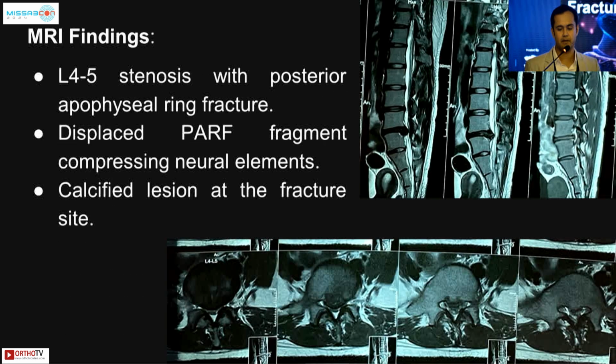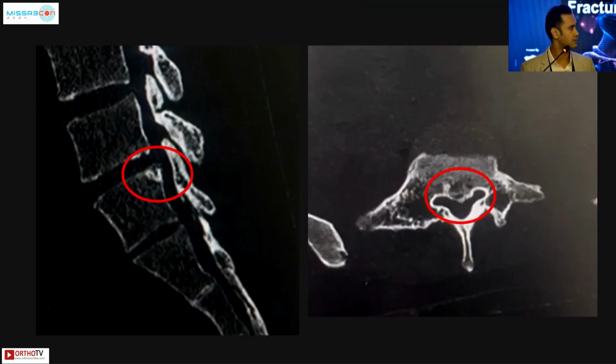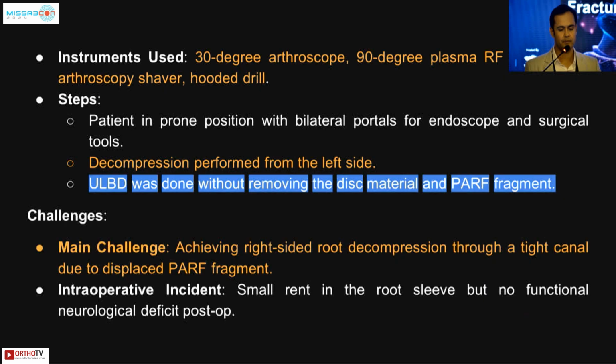This is the MRI finding. You can see that at the L4, L5 level, there is a disc herniation and there is an associated PARF lesion. The displaced PARF fragment is compressing the neural elements, and the CT scan confirms our diagnosis. So the UBE approach was used to treat this.